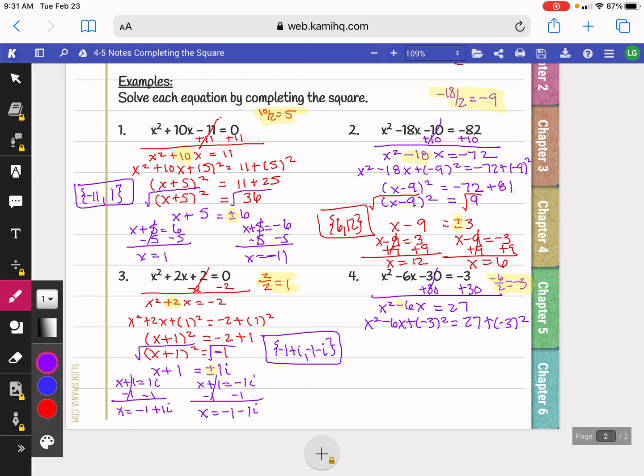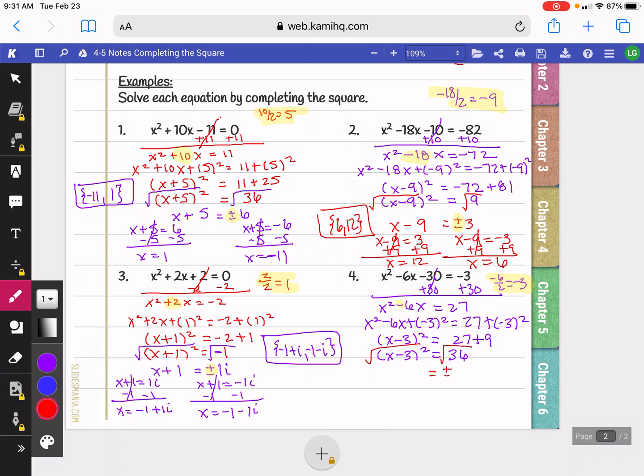I can rewrite this now as the square of a binomial. So I have (x − 3) squared. On my right side, negative 3 squared simplifies to 9. And if I add 27 plus 9, I get 36. So now that everything's simplified, nice and neat, I have my square. I can square root it to get rid of the square. So I'm going to square root both sides.